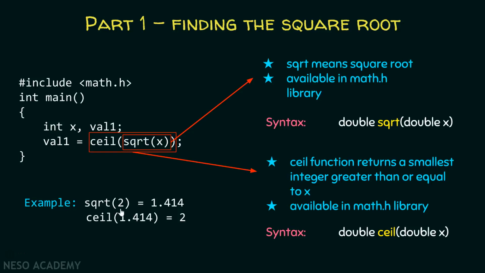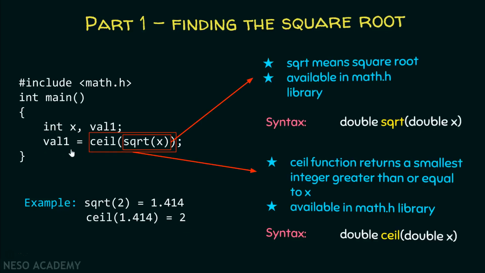Suppose x is equals to 2. Then the square root function will calculate the square root of 2, which is equals to 1.414. It is an approximate value. It might be greater than 1.414. Now we will provide this value to the ceil function, right? Now what will ceil do? It will return a smallest integer greater than or equal to 1.414. So the value greater than 1.414 is equals to 2. Therefore 2 will be stored inside val1.